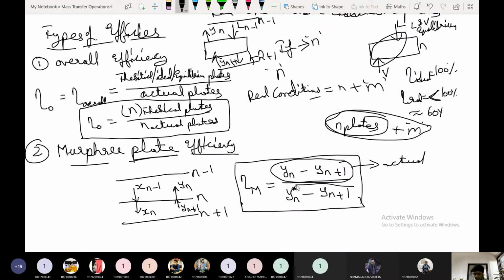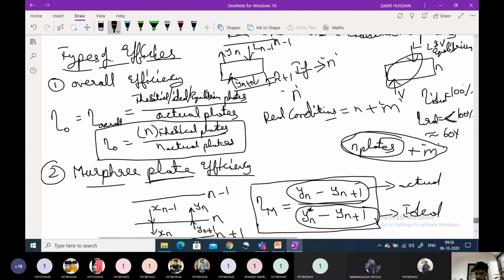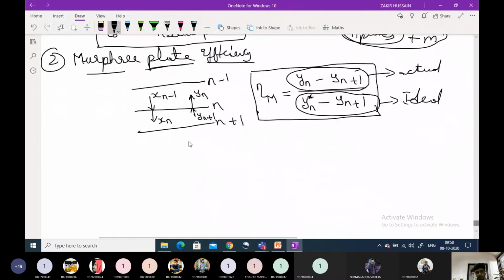If the plate is operated at ideal conditions, this is the ideal difference we would have encountered. So this is the actual one, this is the ideal one. Yn minus... for a particular plate, when we are calculating the Murphy plate efficiency, we need to have this formula. Now I will take one more example: for some other plate, we determine the Murphy plate efficiency. Irrespective of this one, for n minus 1 we have to calculate the Murphy plate efficiency.